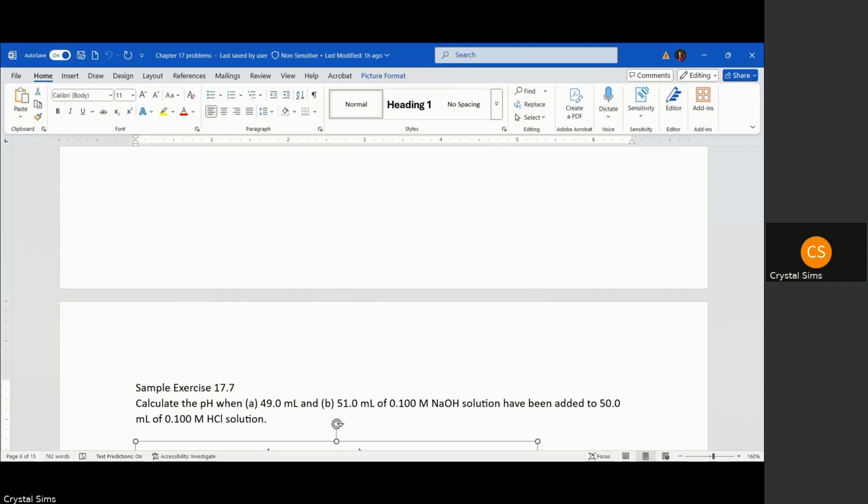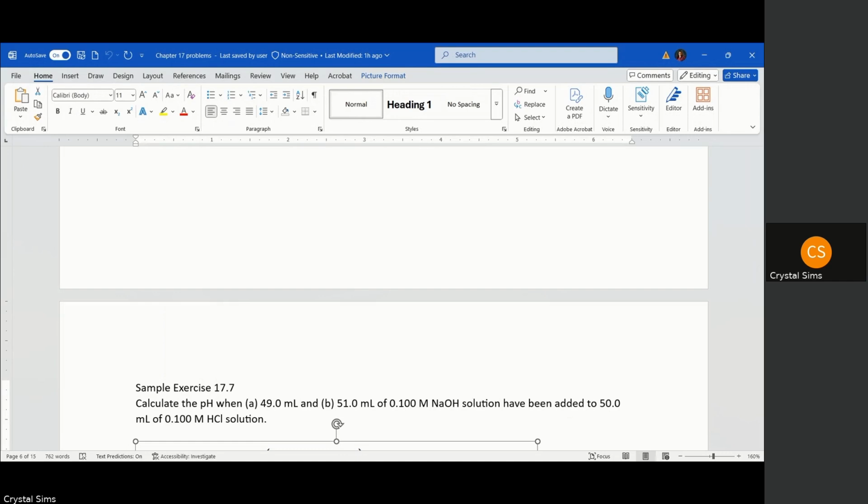So we're looking at two different points in the titration. One at the addition of 49 milliliters, and then the other at the addition of 51 milliliters. The first one at 49 milliliters is just before the equivalence point. So the pH is going to be determined by the amount of acid that has yet to be neutralized. The second one here, the 51 milliliters, is just after the equivalence point. So the pH is going to be determined by the amount of excess base.